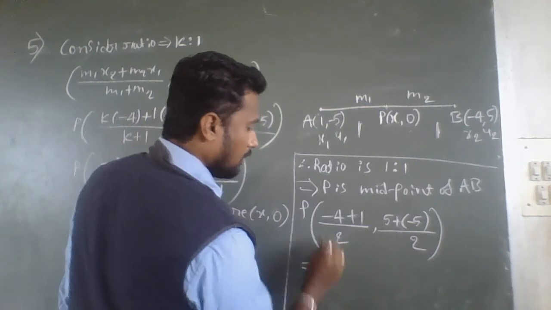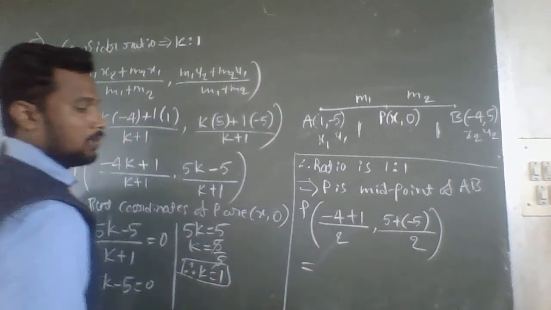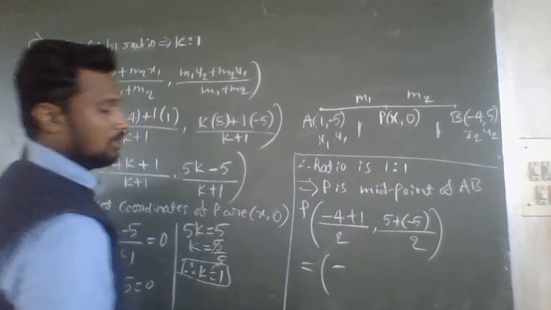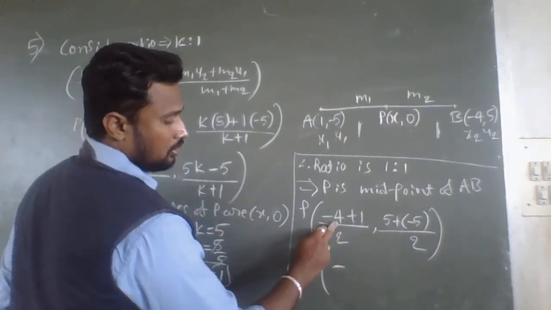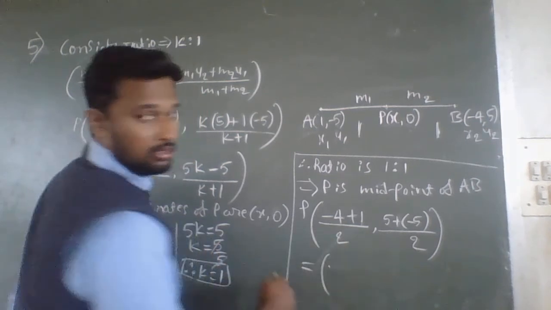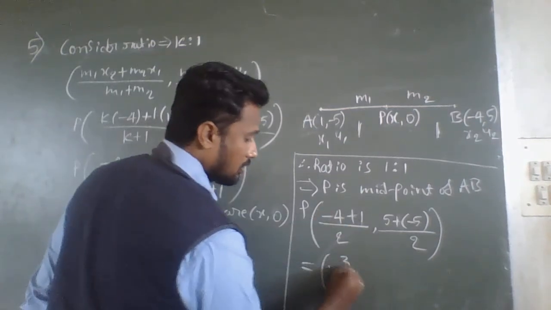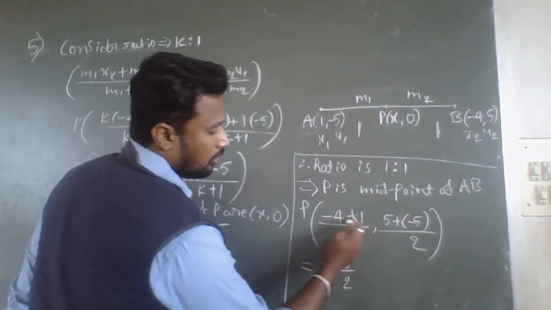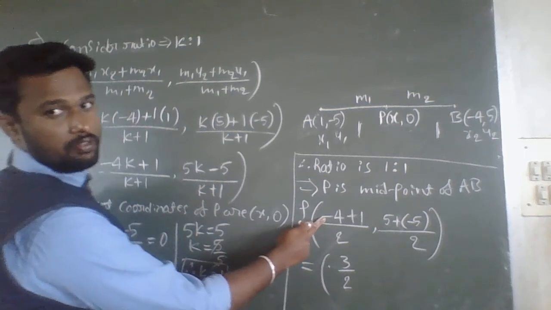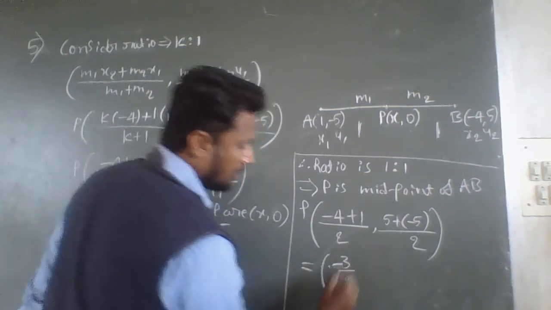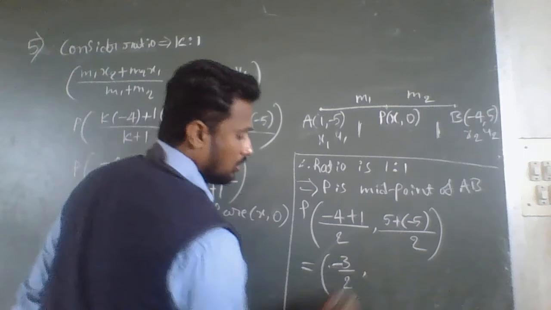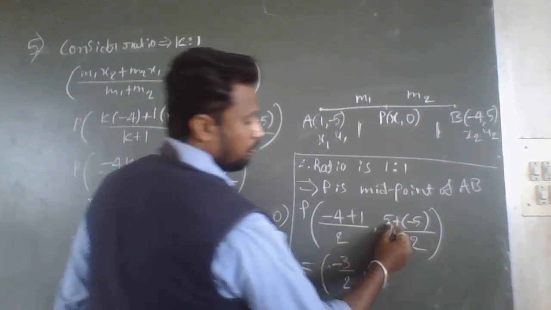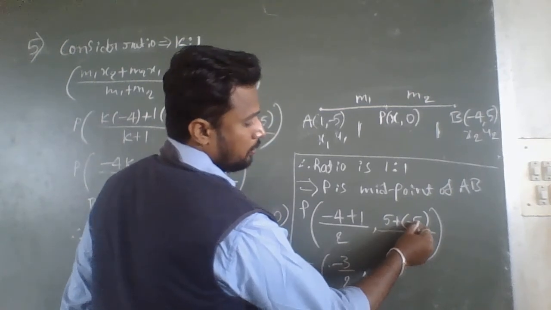So what will we get here? Minus 4 plus 1 means what will you get? Minus into plus minus, we have to subtract. 4 minus 1 means 3 by 2, and in minus 4 and plus 1, the sign in front of the bigger value is minus, therefore we will get minus 3. Minus 3 by 2 is the value of the x coordinate.